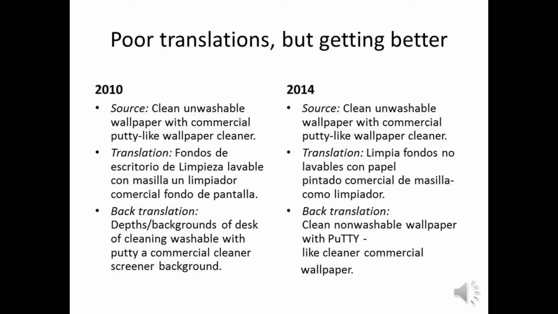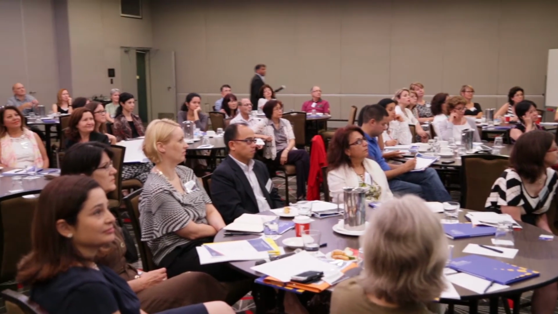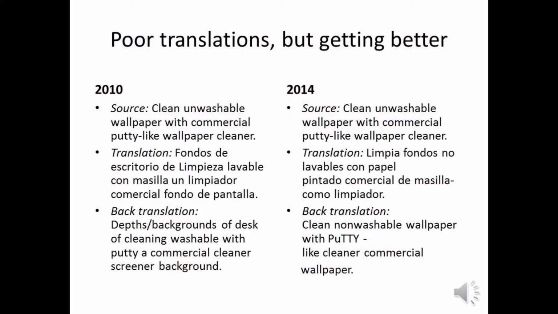Even when we started this project, we translated a sentence from an environmental health document into Spanish. And for the following studies, this has all been done in Spanish because Spanish is the second most commonly spoken language in the U.S. So we took this sentence: clean, unwashable wallpaper with commercial putty-like wallpaper cleaner. We machine translated it and then back translated it, and the back translation was "Depp's background of desk of cleaning washable with putty, a commercial cleaner screener background." Makes absolutely no sense. 4 years later, we took that same sentence with the same translation tool, in this case Microsoft Translator, and back translated it, and the current version is "clean, non-washable wallpaper with putty-like cleaner commercial wallpaper."